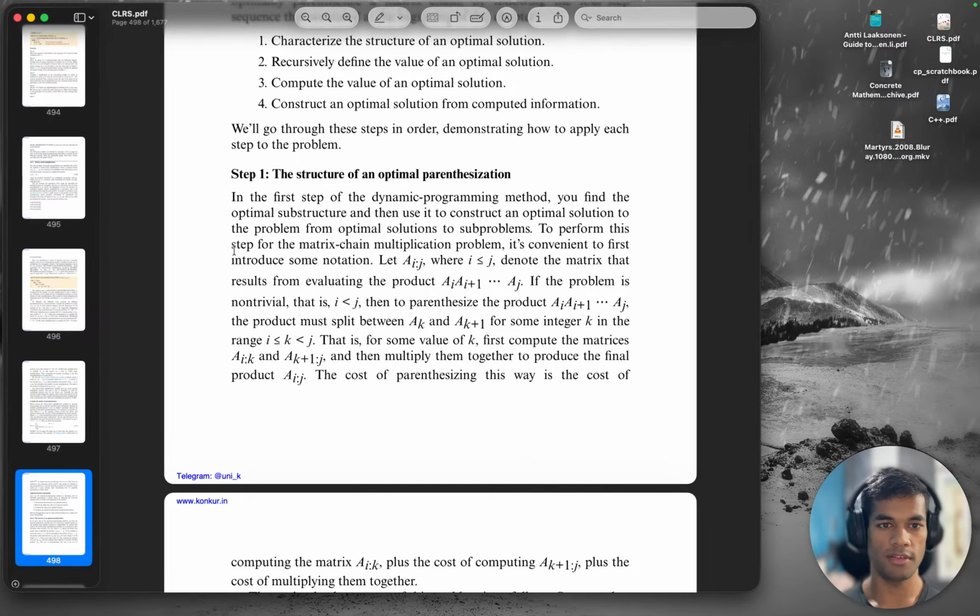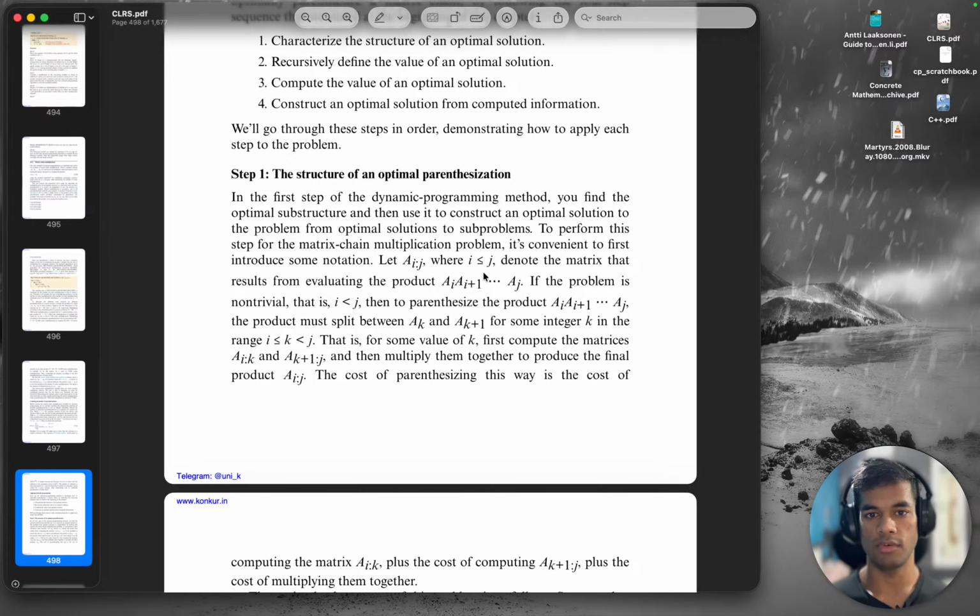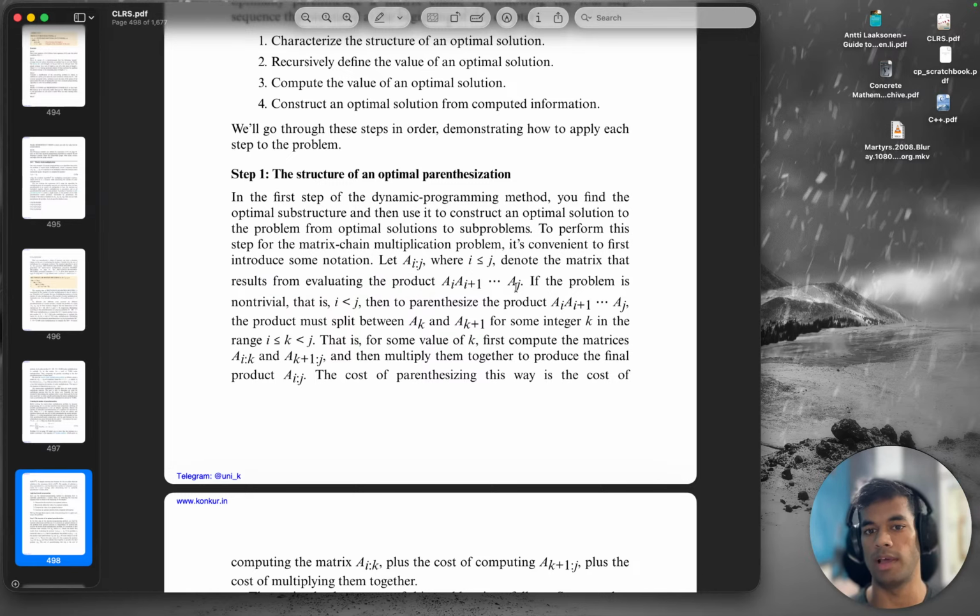To perform this step for the matrix chain multiplication problem, it is convenient to first introduce some notation. That is very nice of you. Aij, where i is lower than or equal to j, denotes the matrix that results from evaluating the products from i till j, and i and j both are included. It denotes the matrix that we get when we multiply all of these, or when i equals j, it is a single matrix.